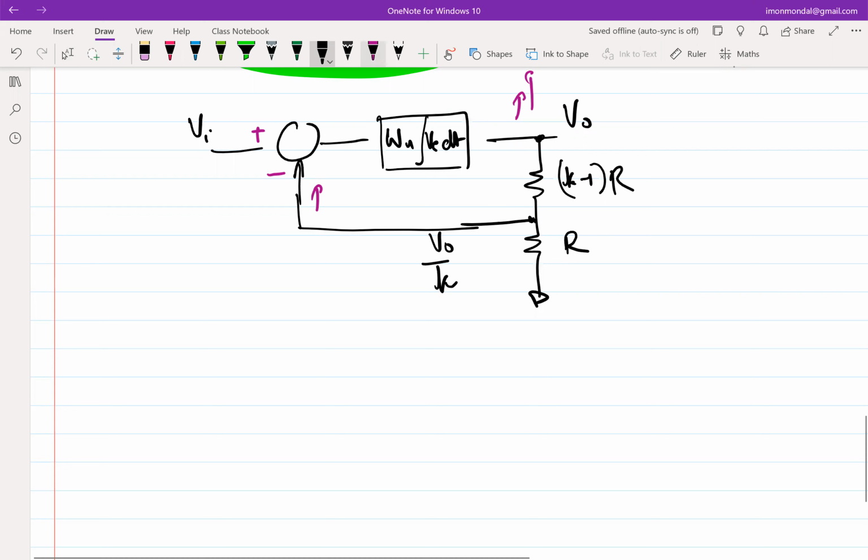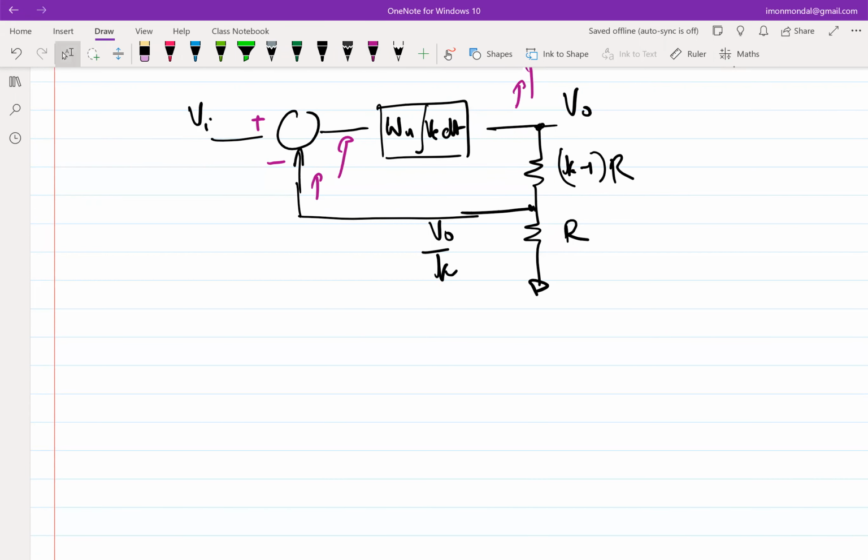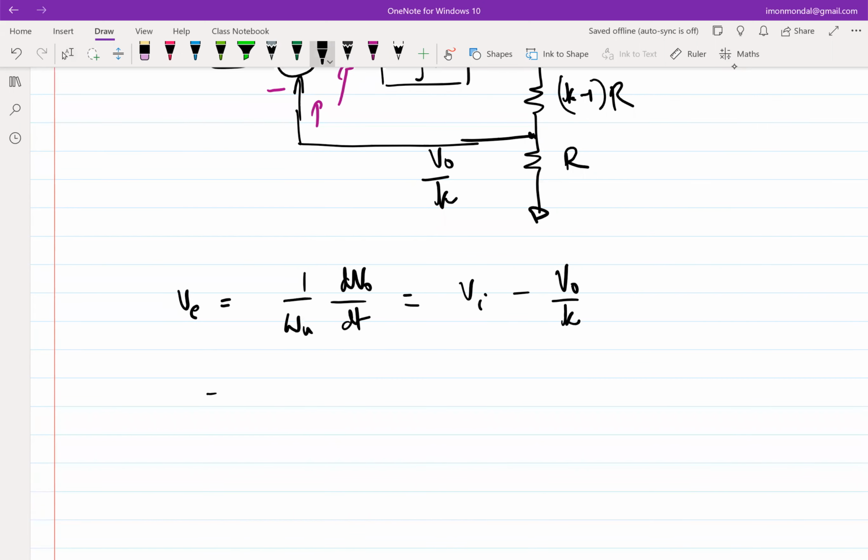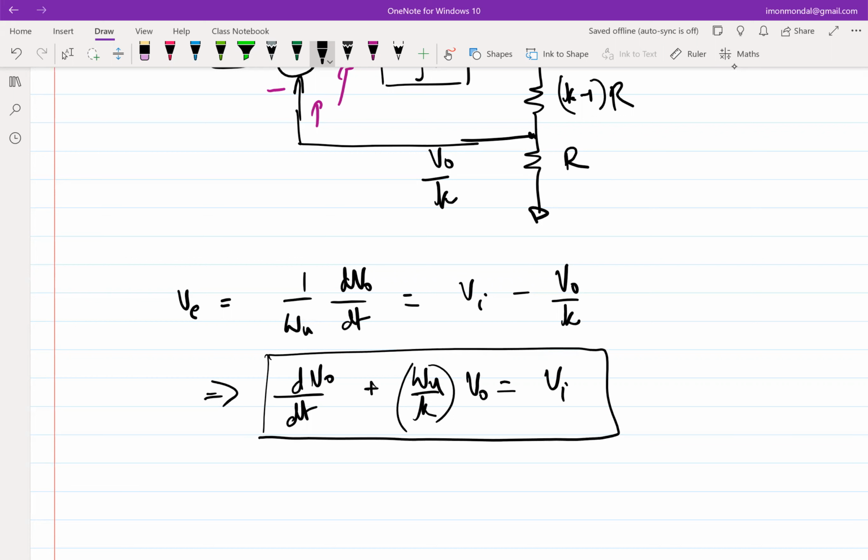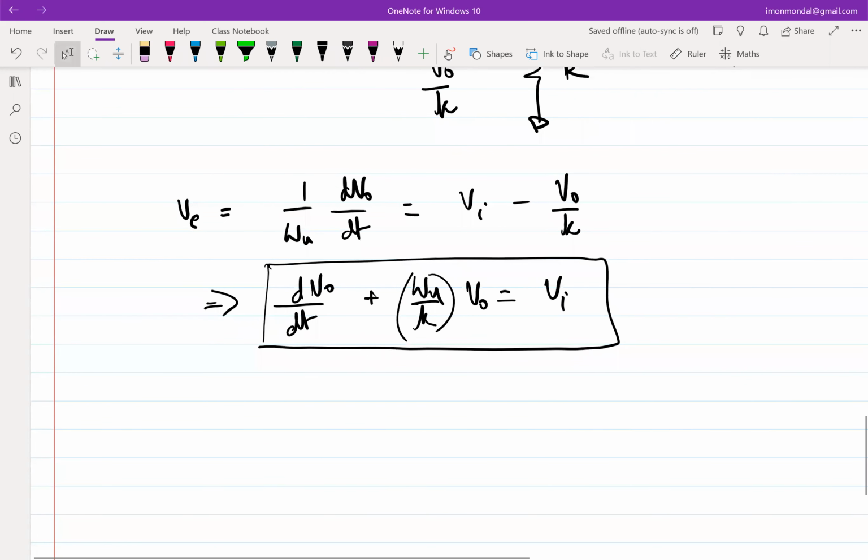So what I will do is refer all the voltages to the input of the integrator so that we get rid of the integration, right? So essentially this VE is 1 over omega u times dV naught by dt. So VE is 1 over omega u times dV naught by dt. This is Vi minus V naught. So this is my governing differential equation, and if Vi is a unit step, what will be V naught?